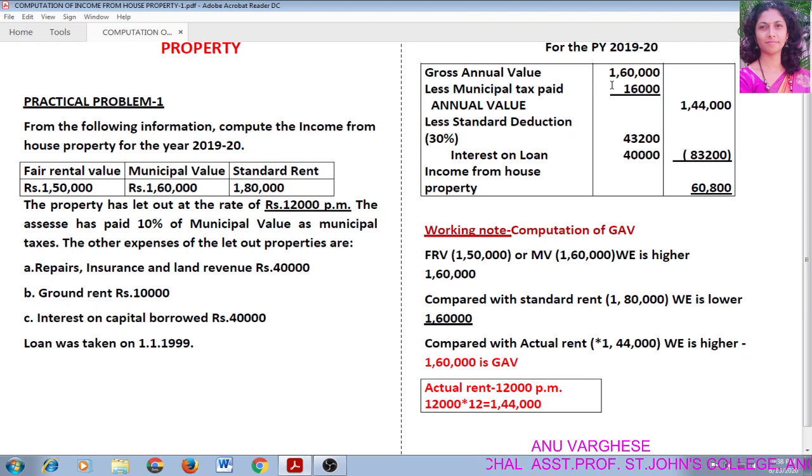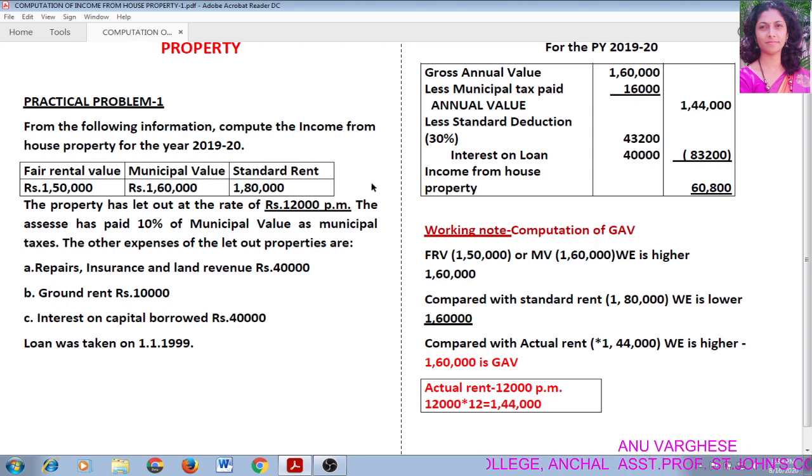So less municipal tax paid, 1,60,000, 10%, that is 16,000. Balancing figure is annual value, that you can write in the outer column. Okay. So next step is you have to deduct standard deduction at the rate of 30%. 30% of annual value. So you have to find out 30% of 1,44,000, that is 43,200, that you can write in the inner column.